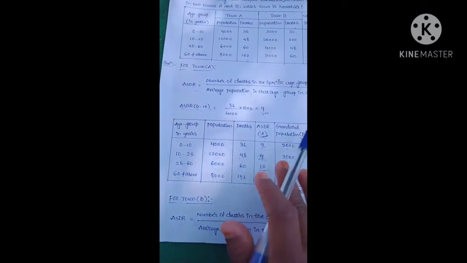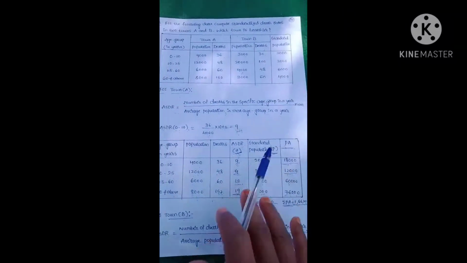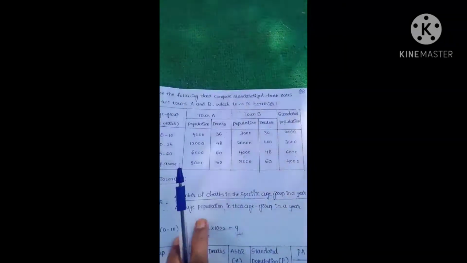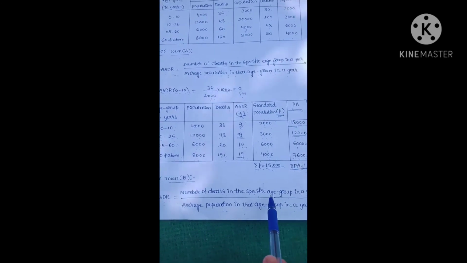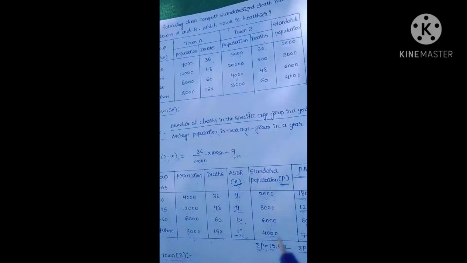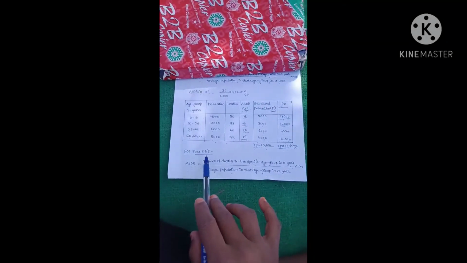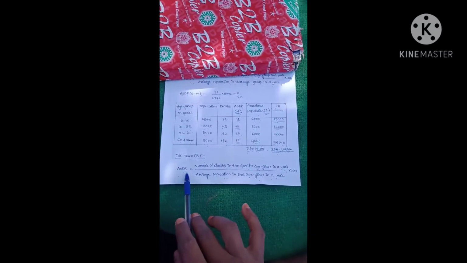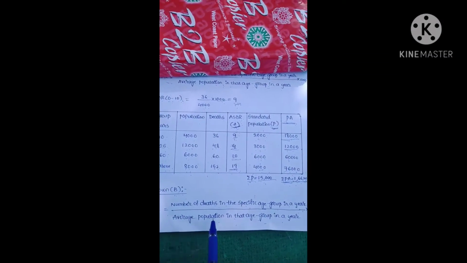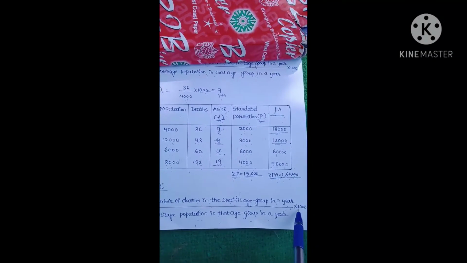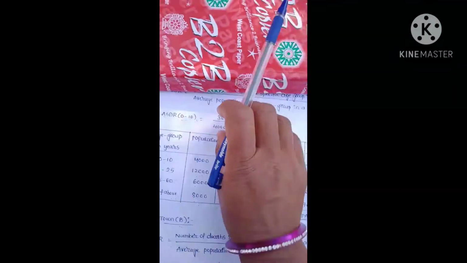How do we calculate town B? Right here for town B. Here also we need to calculate ASTR. What is the formula? ASTR equals the number of deaths in the specific age group in a year divided by the average population in that age group in a year into 1000. By using this formula, here we calculate ASTR.